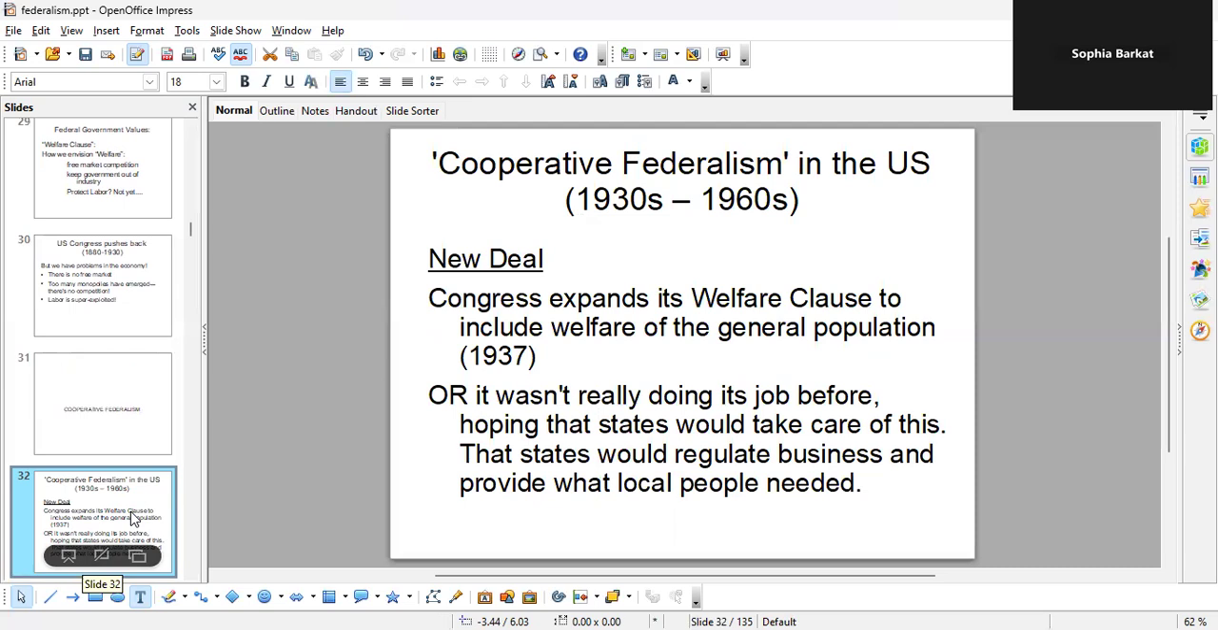1930s to 1960s, right? Congress expands its welfare clause. Finally, the federal government is saying, you know what? You have reserve power states and you were supposed to take care of regulating business, but you didn't. And so now we have to do something because look what happened. We had the stock market crash of the 1920s. We had the Great Depression. We just can't sit back anymore.